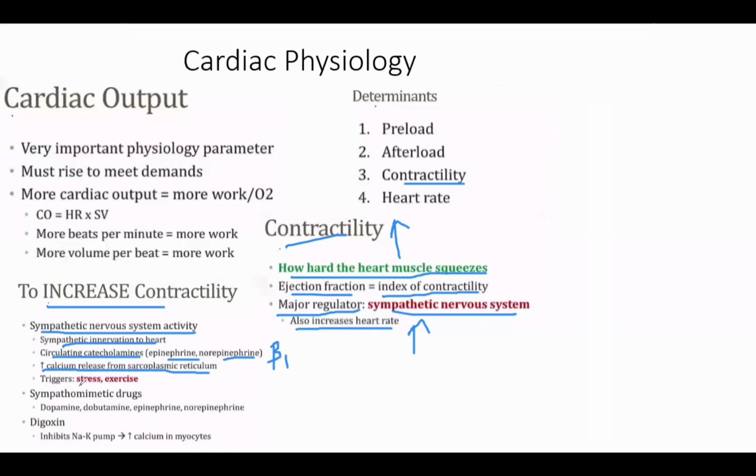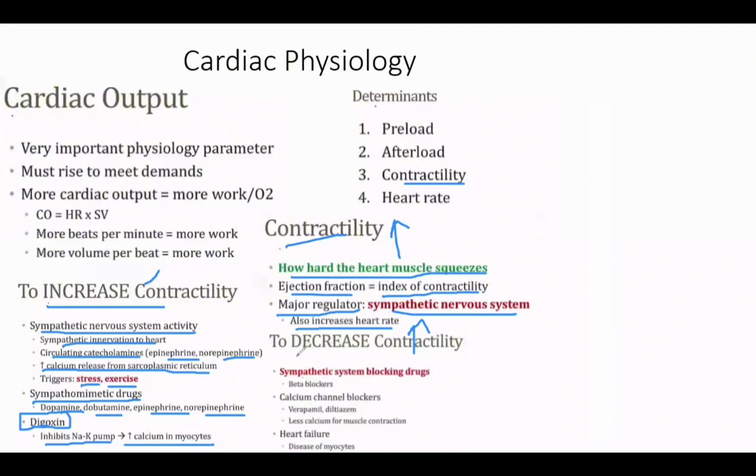The physiological stimuli for this sympathetic nervous system activation are stress and exercise, while the pharmacological drugs are dopamine, dobutamine, epinephrine, and norepinephrine. Digoxin can also increase contractility, and its mechanism of action is that it inhibits the sodium potassium pump and increases the calcium in the myocytes.